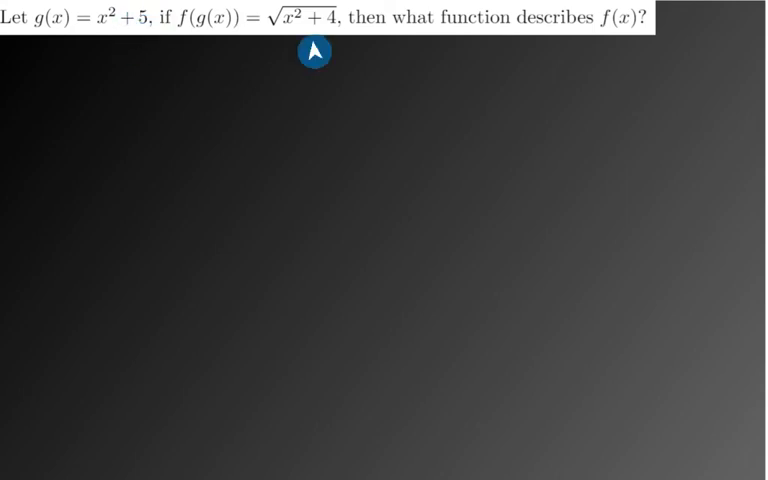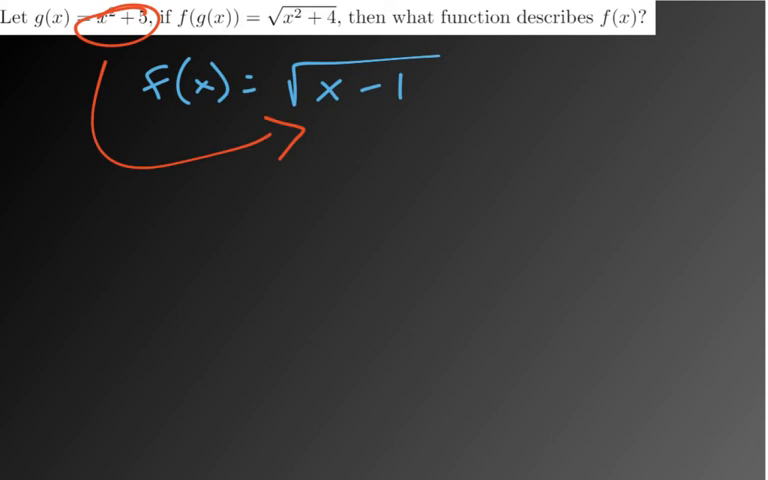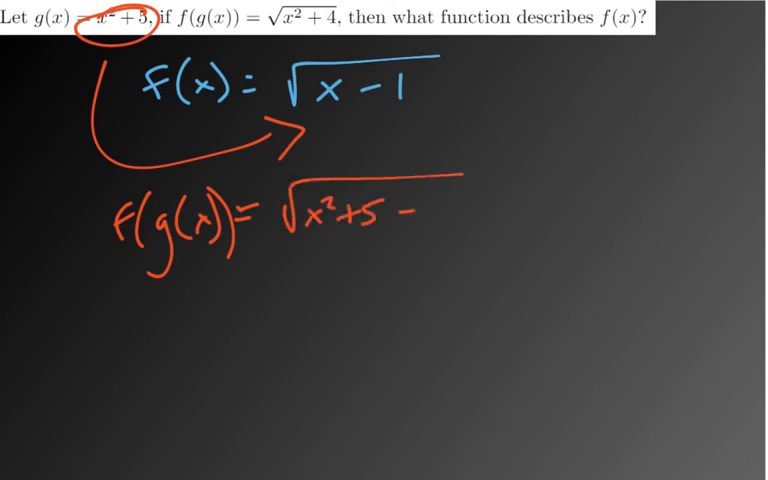I would look at this 5 and this 4. I'm plugging this into some sort of square root thing, and when I do it, I get a +4 instead of a +5. So it's probably not so bad, you'll eventually get there. If you just think about it, you can get that there has to be some sort of square root of x minus 1 going on. So if you took this and you plugged it in there, then f of g of x would be equal to the square root of x squared plus 5 minus 1. And then you would truly get x squared plus 4.